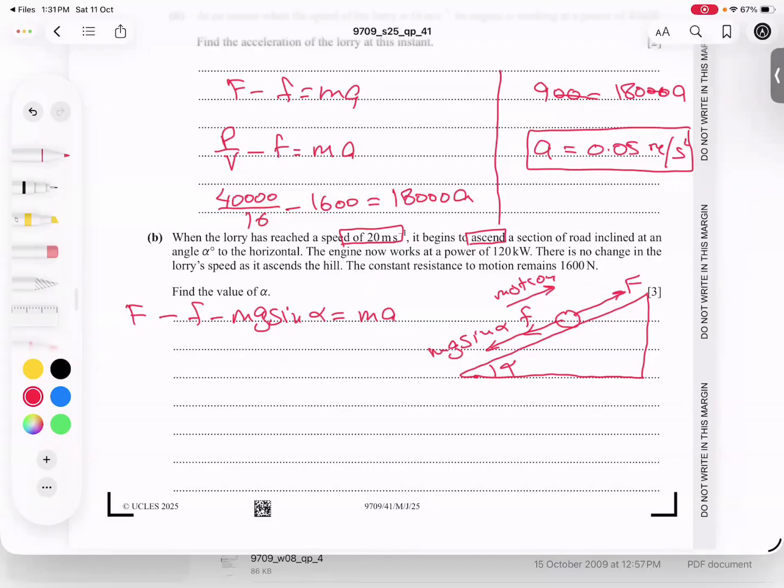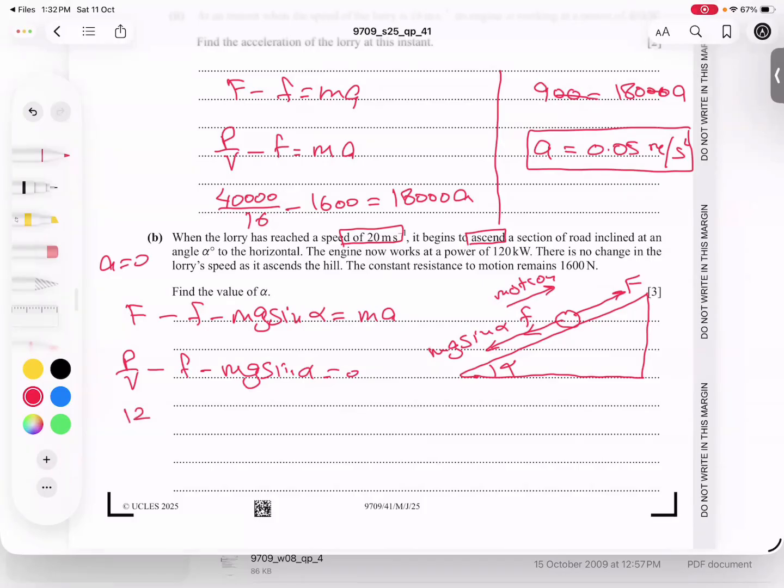According to the question, the speed is not changing, so there is no change in speed. So acceleration is 0. And for the force formula, you know, P by V minus friction minus mg sine alpha is equal to 0.